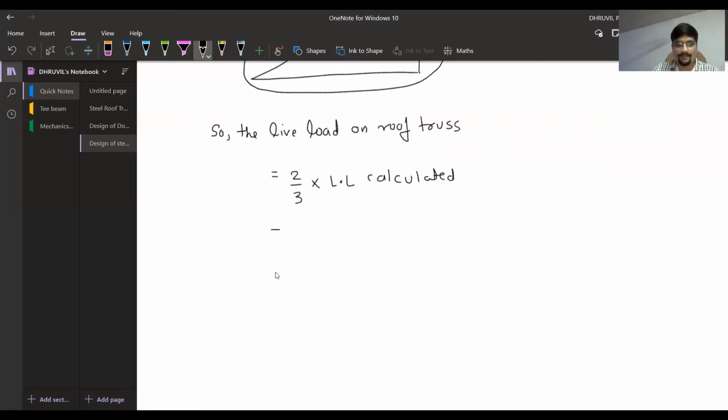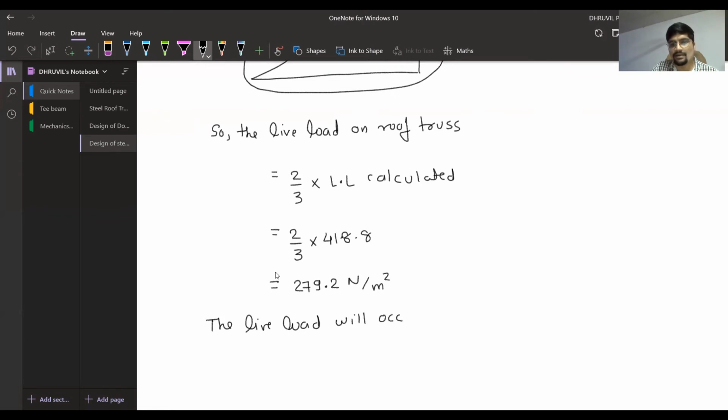Means on the plan, 2 by 3 of 418.8. So the answer will be 279.2 Newton per meter square. Now, the live load will occur on plan area.